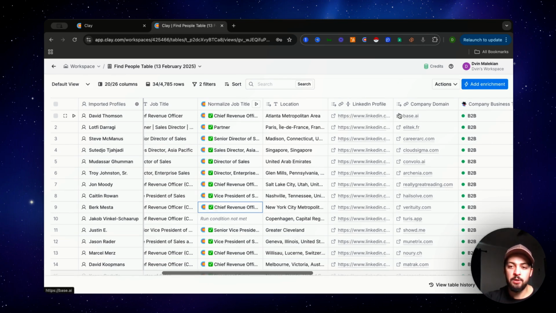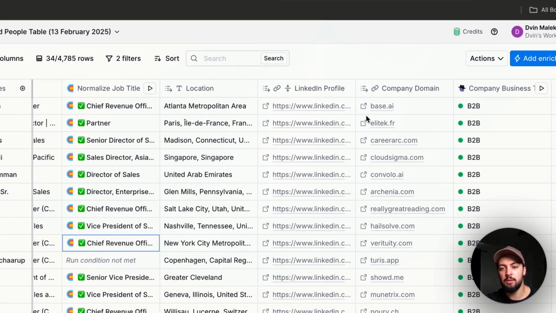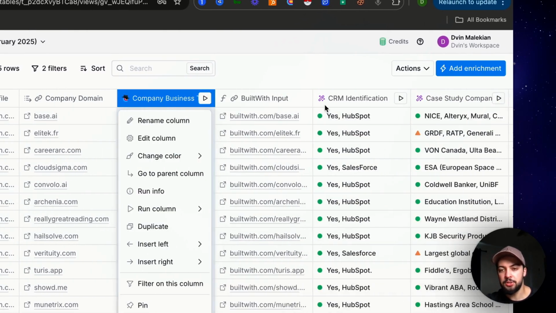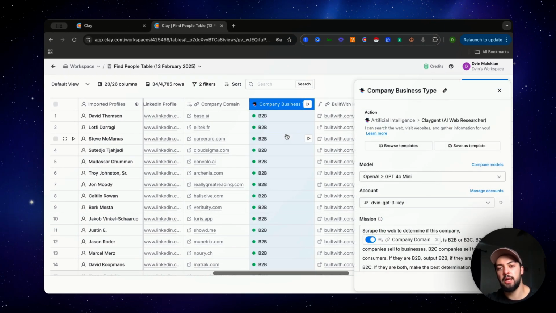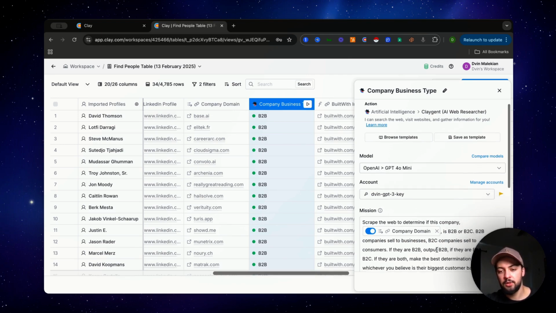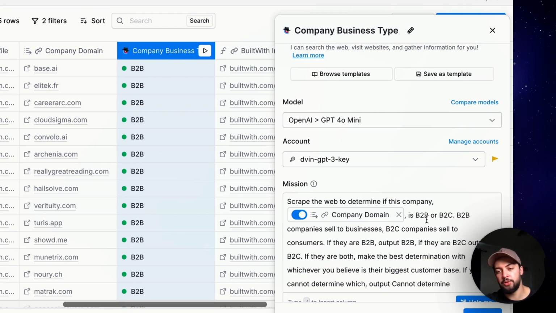looking for. So the first thing I did was, because we had all the company domains, like their links to their website, I ran a Clay Agent prompt. If you don't know what Clay Agent is, essentially you can scrape anything that's on the web. This is really important because we have information to work with and we want Clay Agent to personalize and find information at scale. So what we told it to do was scrape the web and determine whether this company is B2B, B2C, or both.